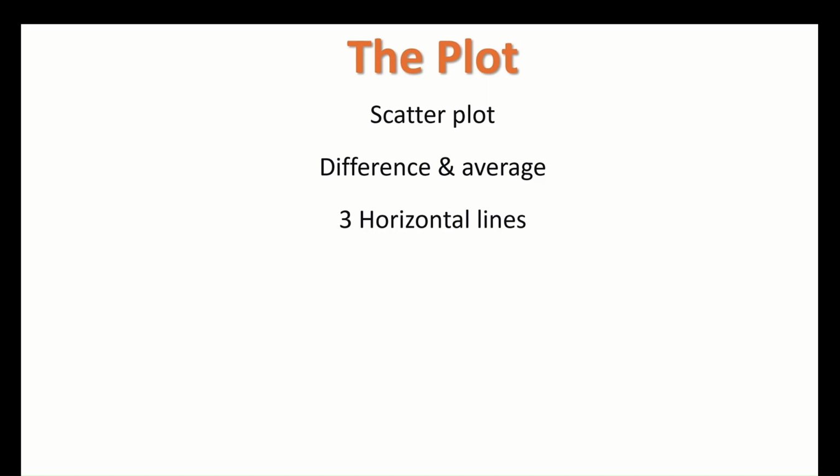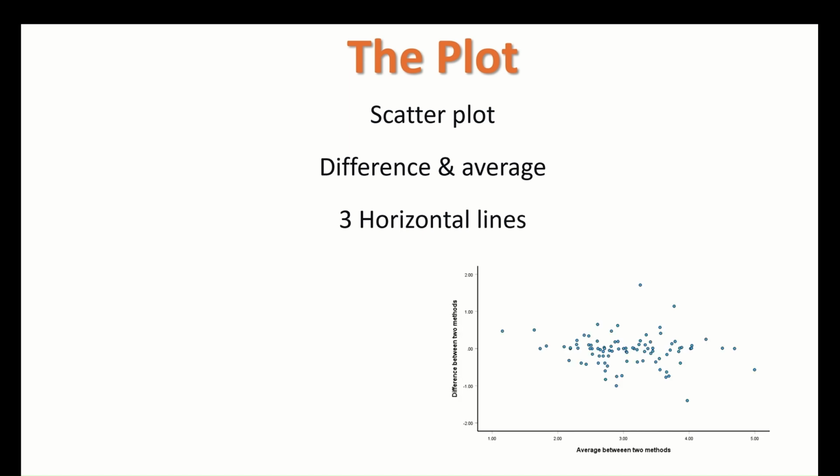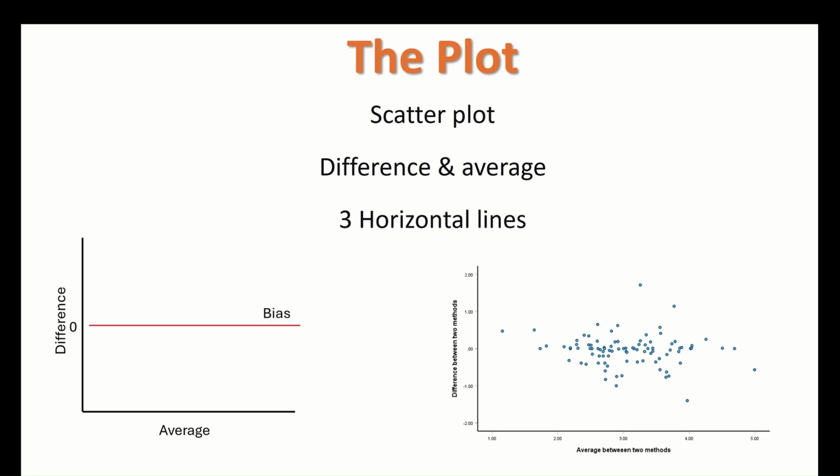So the plot is a scatter plot in which the differences between the two measurements are plotted on the y-axis and the mean between the two measurements is plotted on the x-axis. There are three major horizontal lines within this plot. The first line is called the bias, or the systematic bias, which represents the mean difference, and the other two are the upper and the lower limits of agreement.